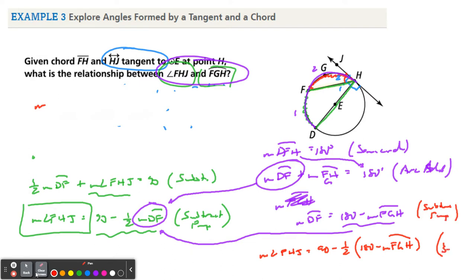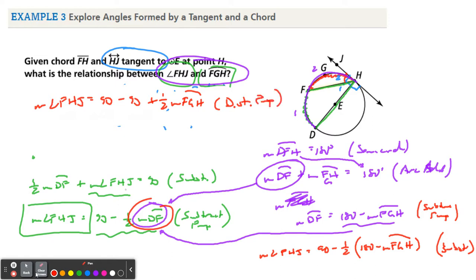This is substitution. Again, right here. So now we're going to distribute. So the measure of angle FHJ equals 90 minus 90 plus 1/2 the measure of arc FGH. And that's by the distribution property.